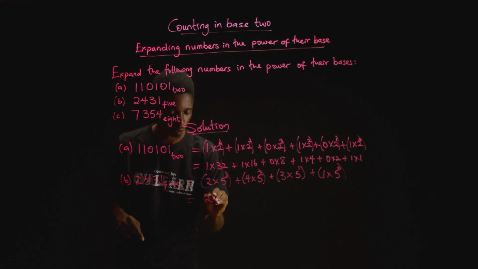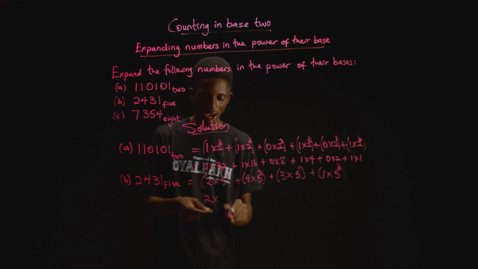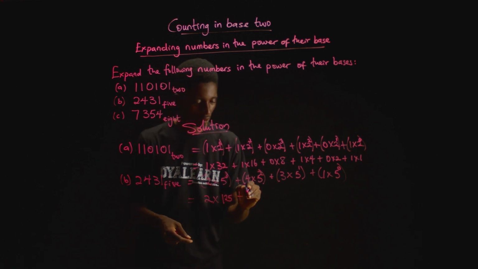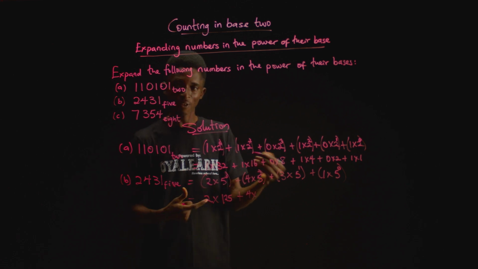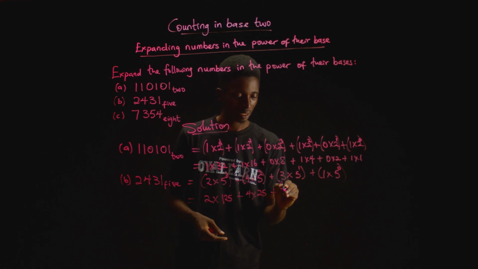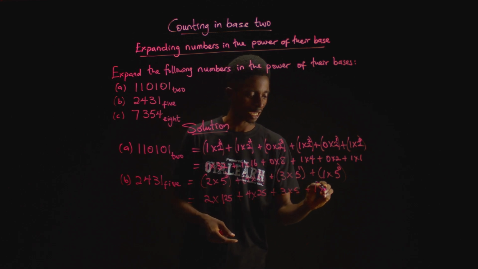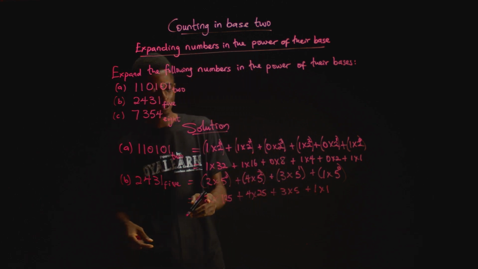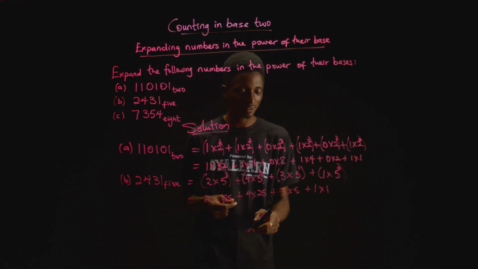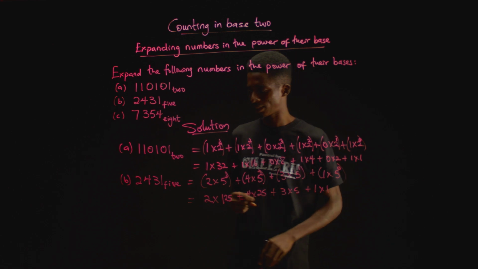That is, we have 2 multiplied by, now 5 times 5 is 25, times 5, and we have 125, plus 4 times 5 times 5, which is 25, plus 3 times 5, plus 1 times 1. That is, we have 2 125s, 4 25s, 3 5s, and 1 unit.